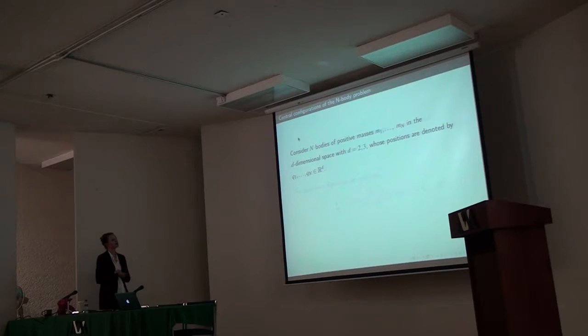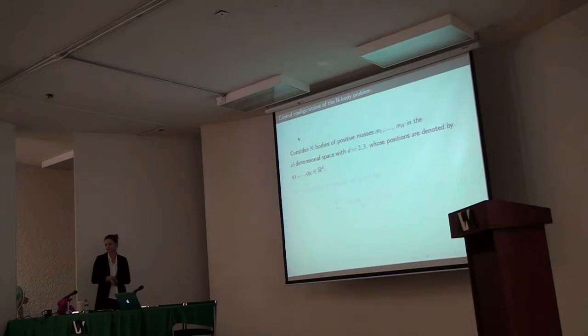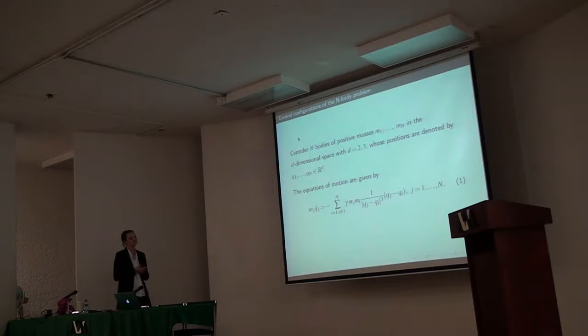And by qi, I will denote the position vector for a particle of mass mi. So mi is the mass of the particle, a positive number. And from the mathematical point of view, the problem of motion of the n particles comes down to solving this kind of system. This is a second order system, and the right hand side of the system is the gradient of the Newtonian potential we will define in a moment. And here by gamma I will denote the gravitational constant. So it's a system of differential equations, and the name of the system is the equations of motion.